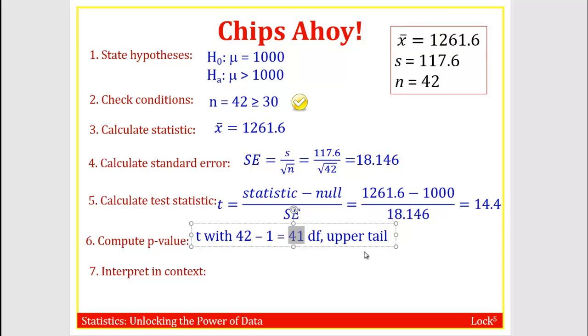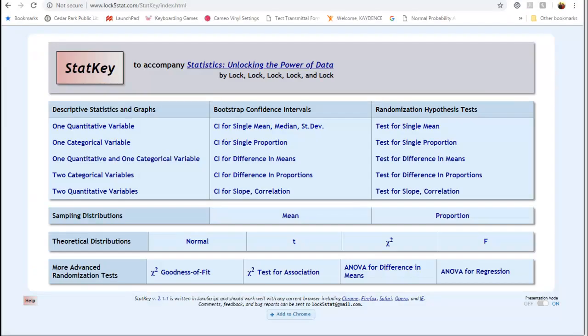And we have an upper tail test. We know that because we had a greater than in the alternative hypothesis. And we can usually tell just by looking at the value of the test statistic, which in this case is positive. All right, so now I'm going to go over to StatKey and we'll see how we can find the area in the upper tail that is greater than 14.4, which corresponds to our p-value.